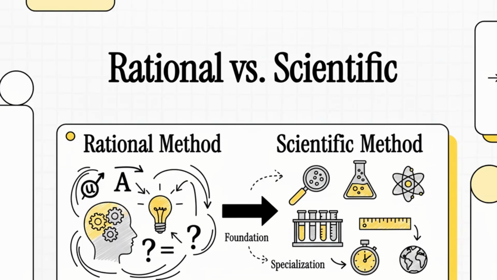Have you ever really stopped to think about, well, how you think? I mean, it's the most basic thing we do, right? But we almost never look under the hood at the process itself. Well, today, we're going to do just that. We're diving into the two main operating systems for the human mind, the rational method and the scientific method. And trust me, understanding this difference might just change how you see, well, everything.